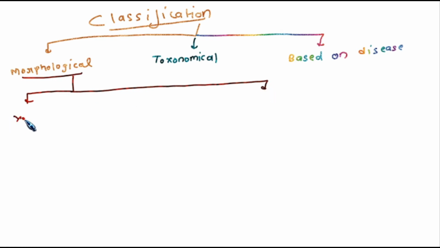Now let's have a look at the morphological classification. It is further classified into four groups. There is yeast, yeast-like, the third one is molds, and the fourth one is dimorphic fungi.